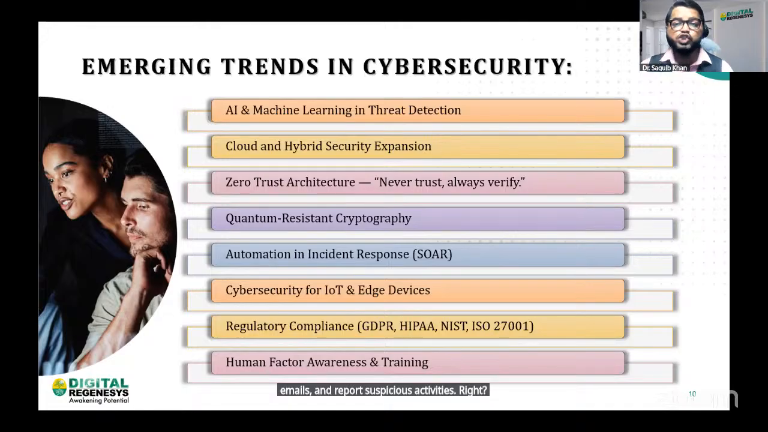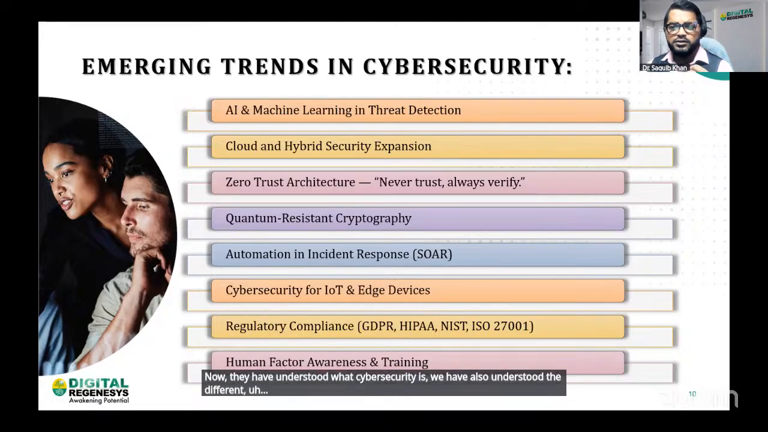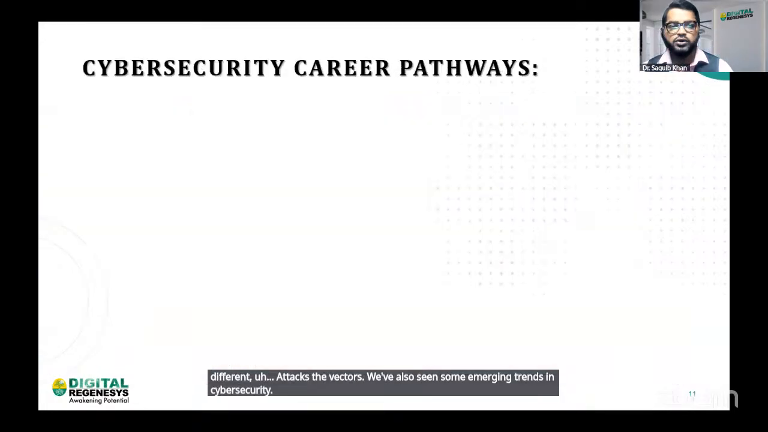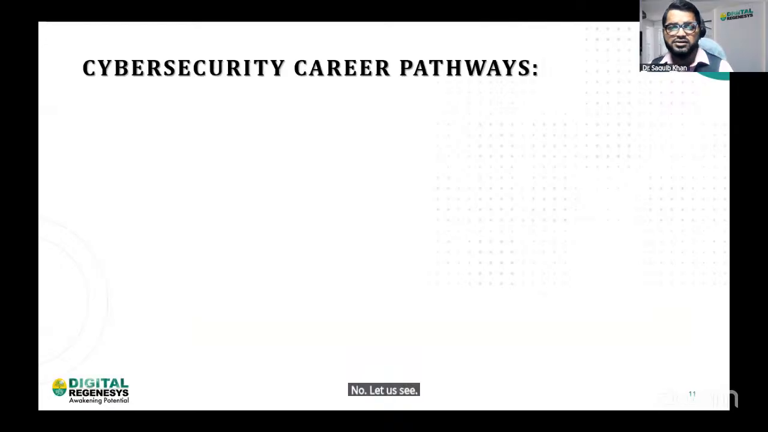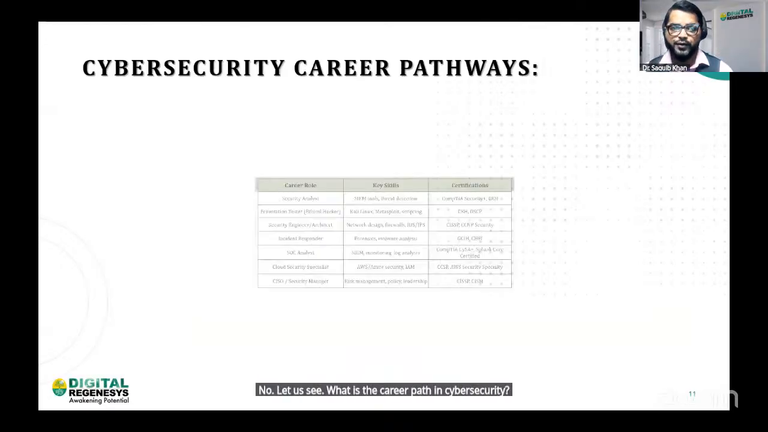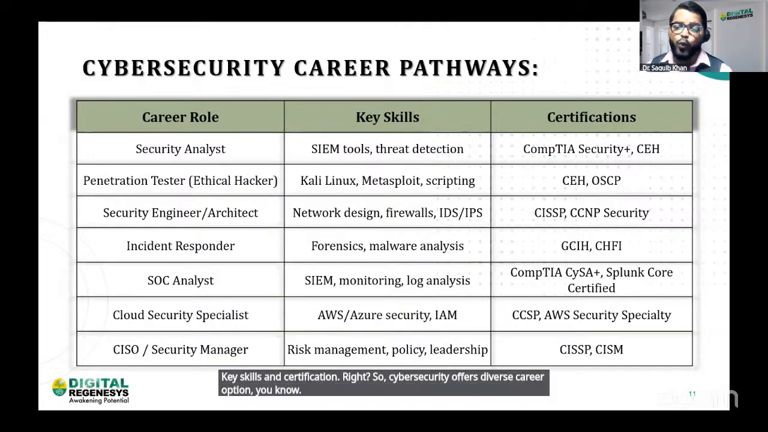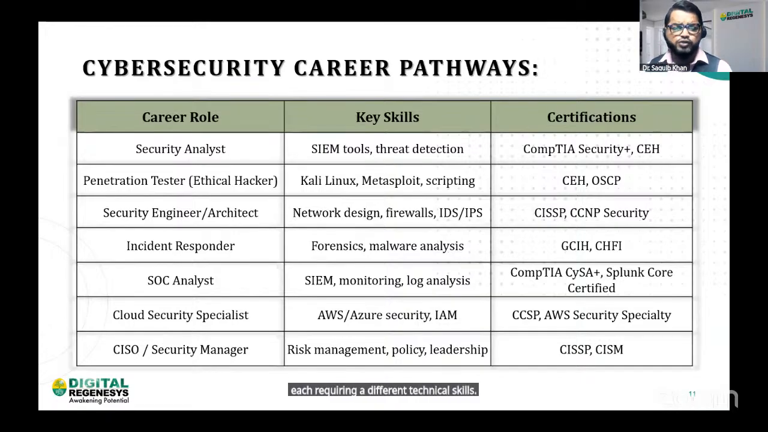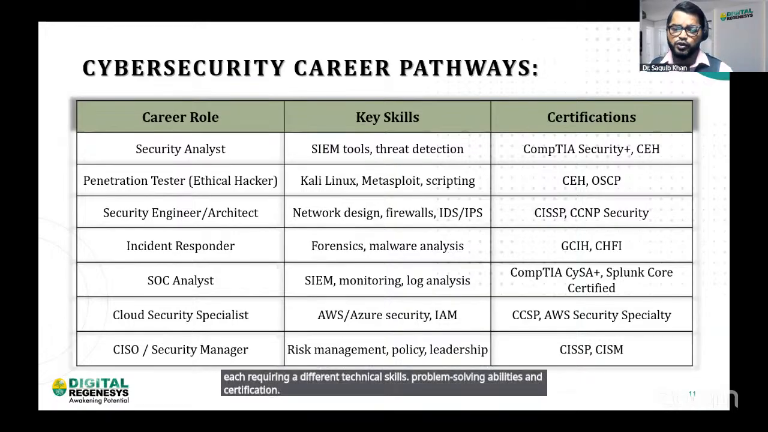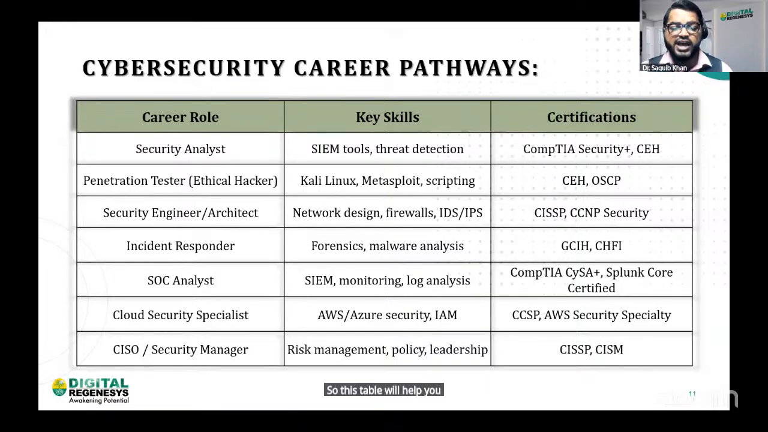Now, we have understood what cybersecurity is. We have also understood the different attacks, the vectors. We've also seen some emerging trends in cybersecurity. Now, let us see what is the career path in cybersecurity, right? So again, I have designed a table having 3 columns, that is career role, key skills, and certification, right? So cybersecurity offers diverse career options, each requiring different technical skills, problem solving abilities, and certification. So this table will help you to understand that.